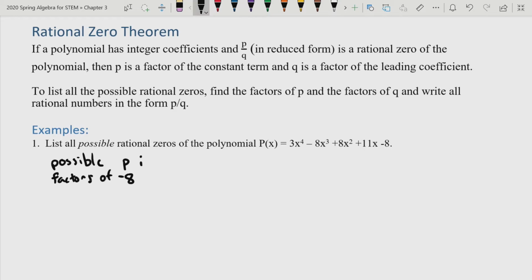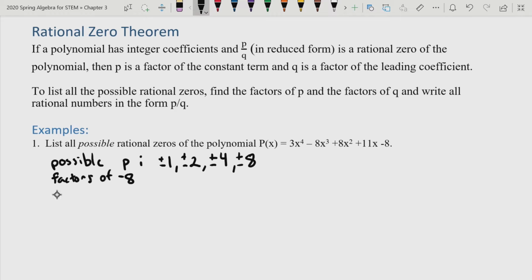Well, what divides evenly into -8? Plus or minus 1 divides evenly. Plus or minus 2 divides evenly. Plus or minus 4 divides evenly. And plus or minus 8 divides evenly into -8. All of these numbers, if you divide 8 by them, you'll get an integer.